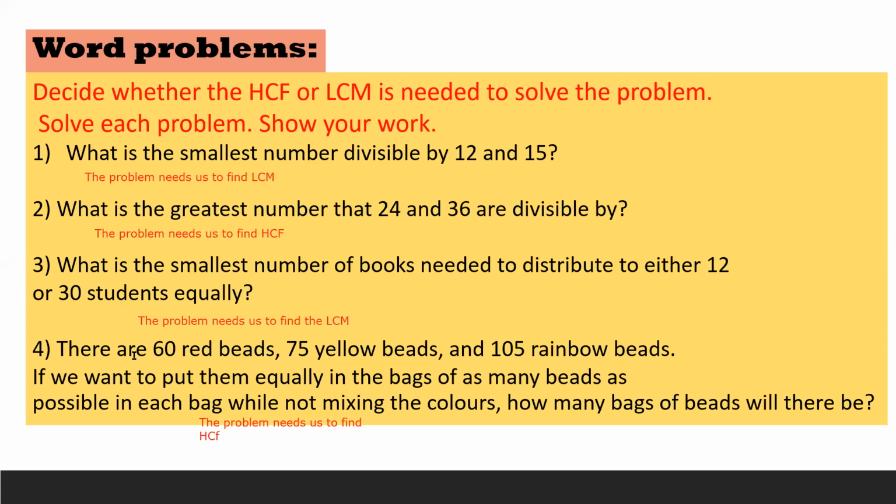That is LCM. And number 4, there are 60 red beads, 75 yellow beads, and 105 rainbow beads. If you want to put them equally in the bag, as many as possible in each bag, while not mixing the colors, how many bags of beads will there be? Okay, HCF. Okay? Next.